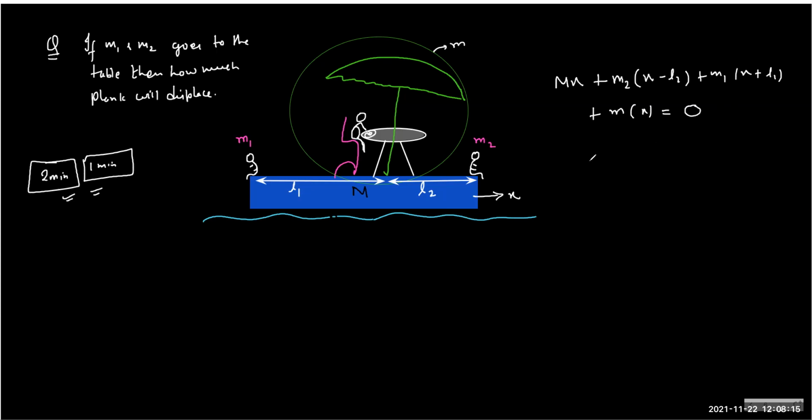So (m plus m1 plus m2 plus capital M) into x equals m2 L2 minus m1 L1. That's the only answer.